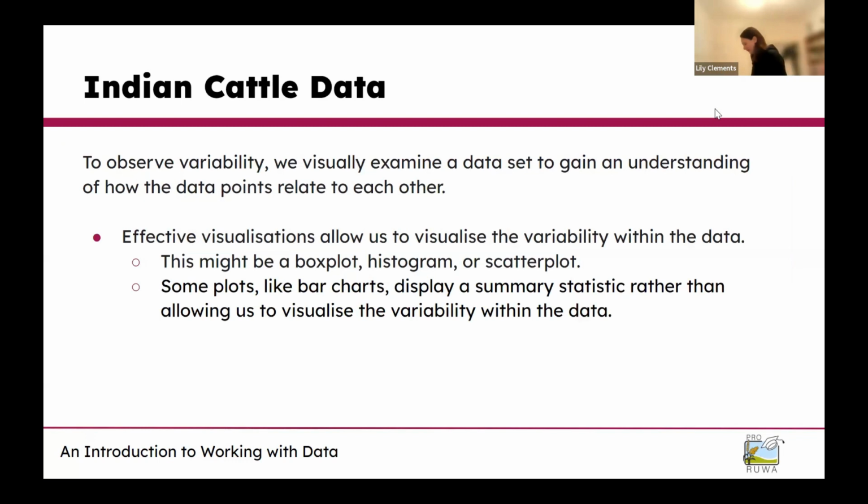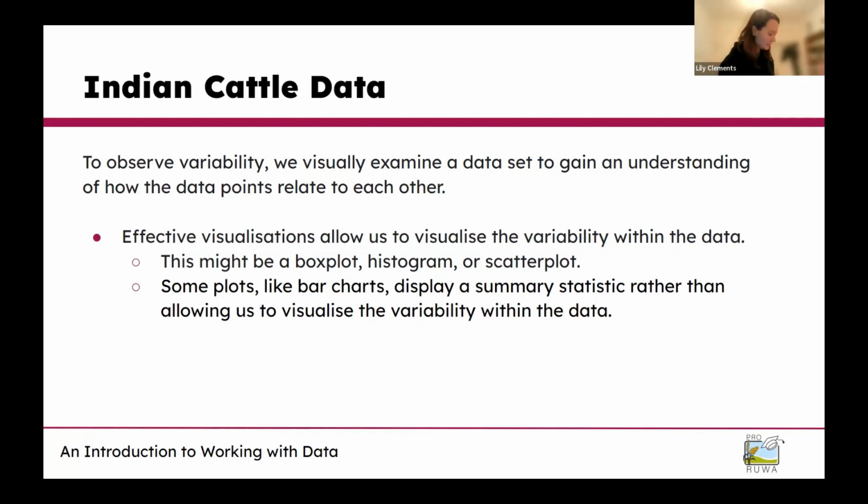So, observing variability. What does this mean? To observe variability, we visually examine a data set to gain an understanding of how the data points look and how they relate to each other. Effective visualizations allow us to visualize the variability within the data. For example, box plots, histograms, and scatter plots are fantastic ways that we can observe the variability in our data through visualizations. These sorts of plots were outlined back in topic 3 on visualizing multidimensionality.